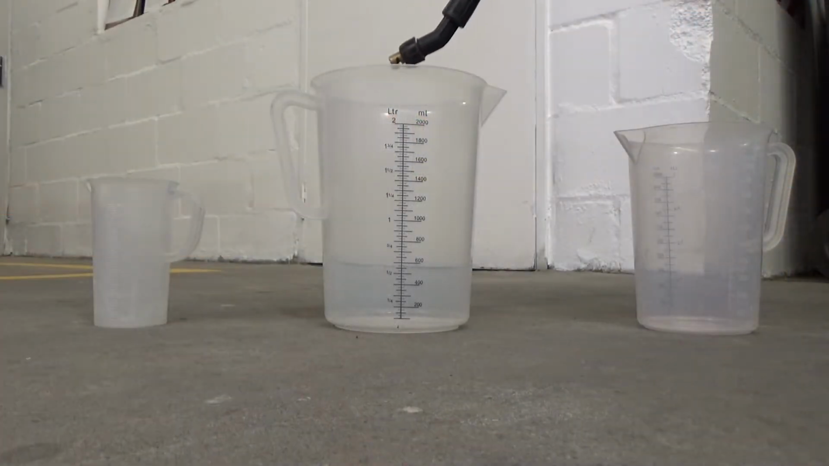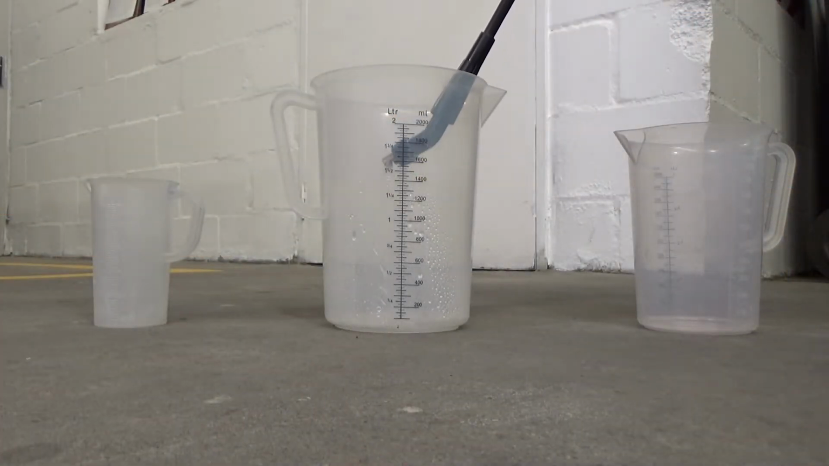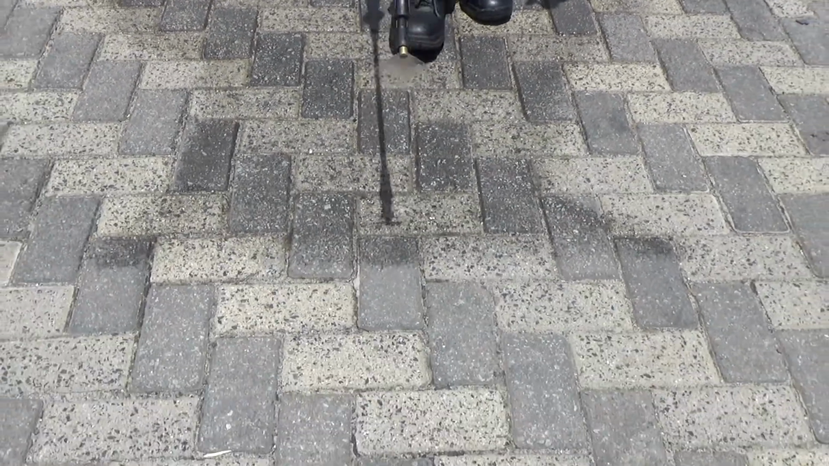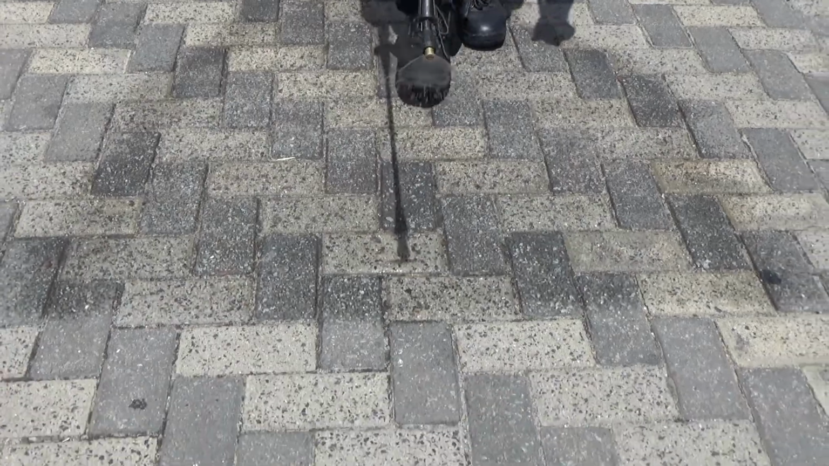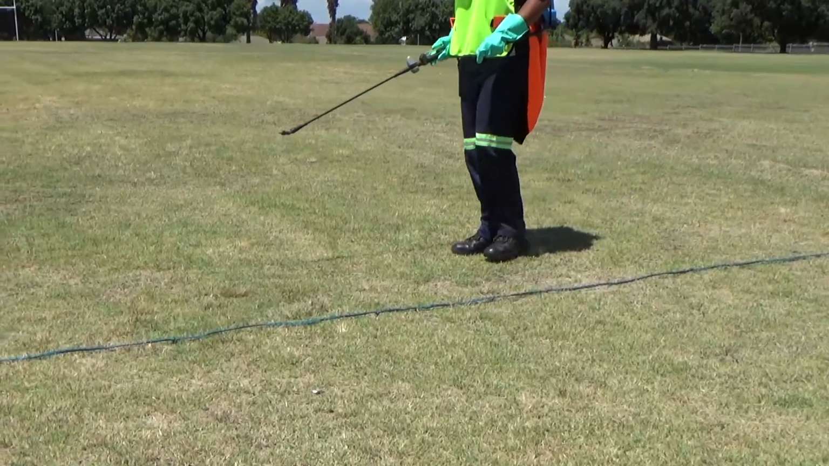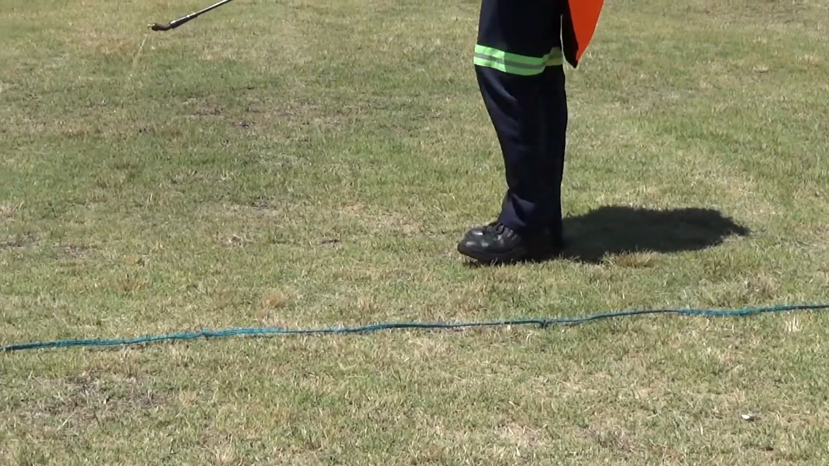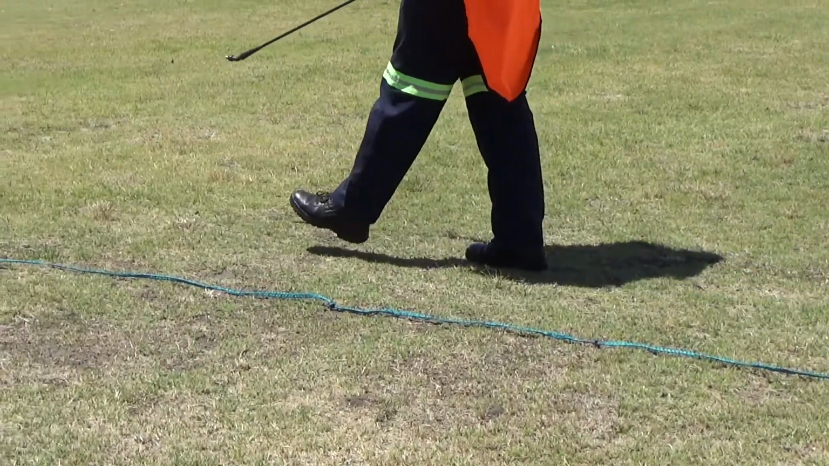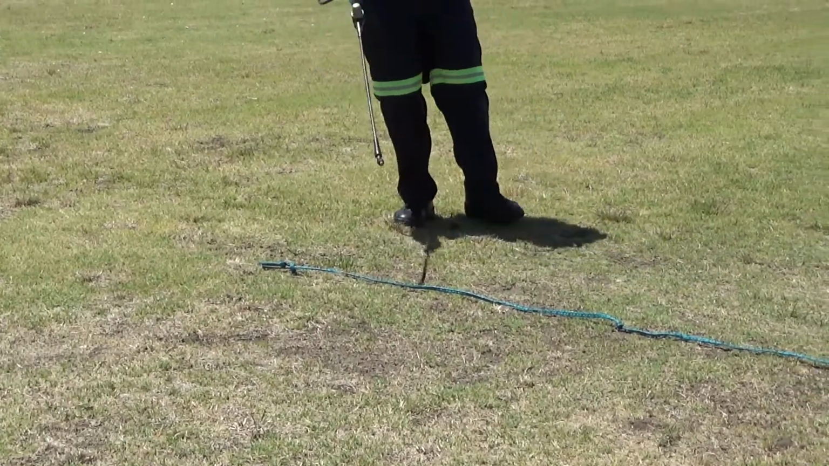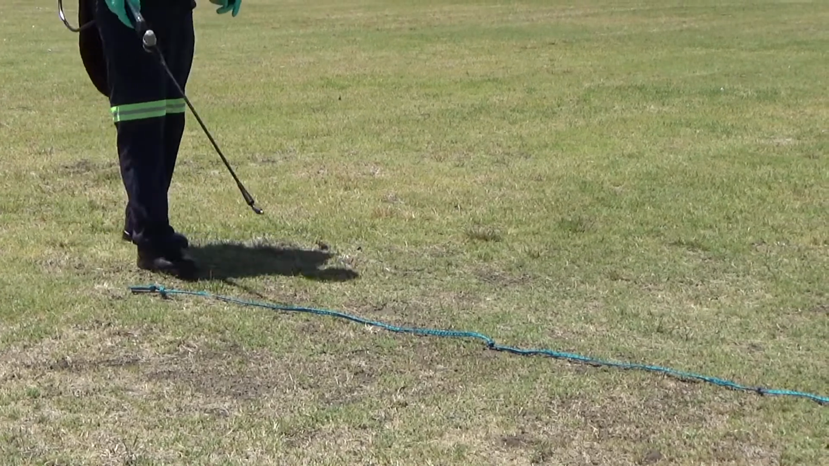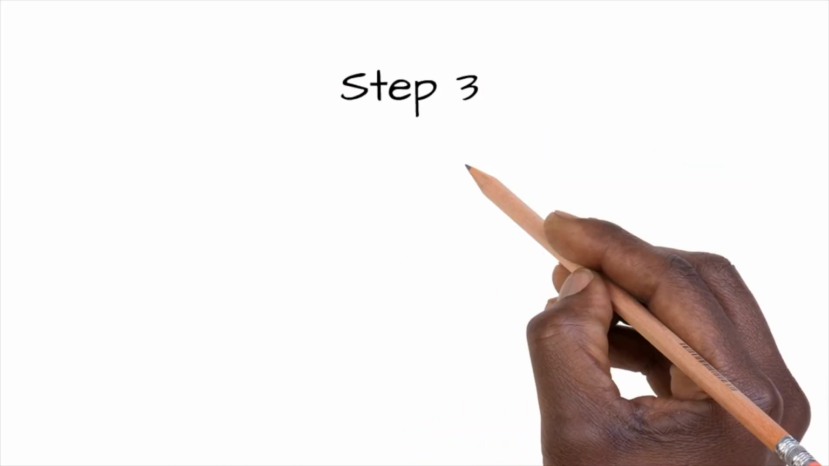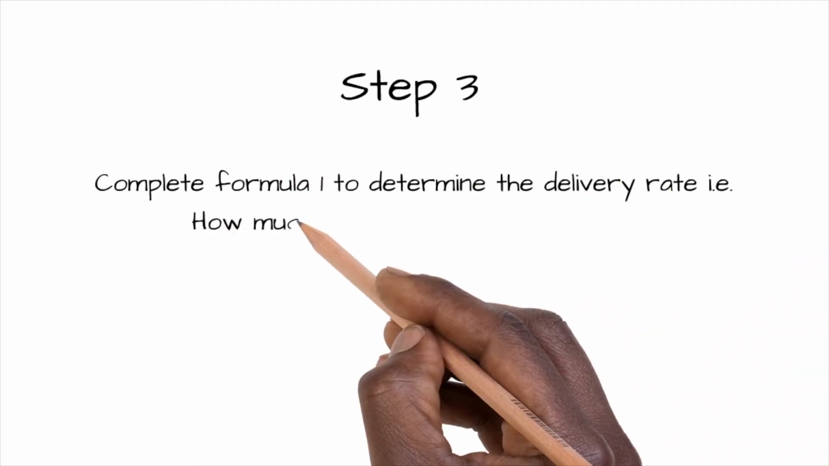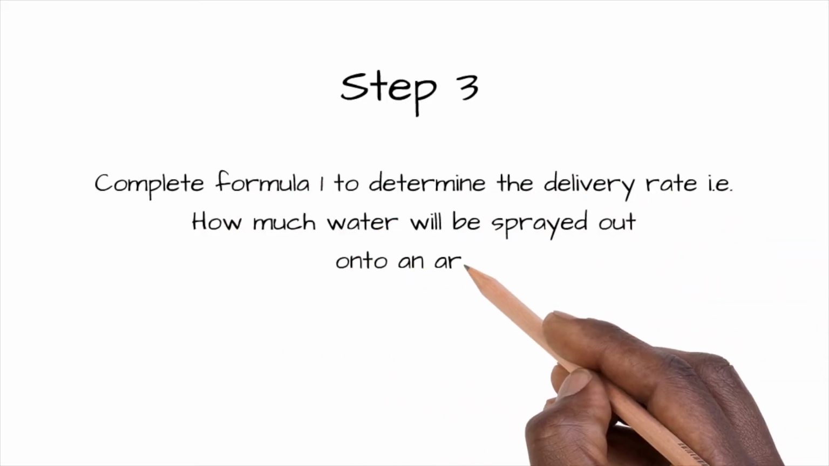Nozzle flow rate. Spray into a measuring jug and determine the flow rate per minute. Spray width. Decide what the ideal spray width for the nozzle is. Walking speed. Determine what your average walking speed is, how many meters you cover per minute. The average walking speed is 80 centimeters per second, which gives you approximately 48 meters per minute. Step 3. Complete Formula 1 to determine the delivery rates, i.e. how much water will be sprayed out onto an area.